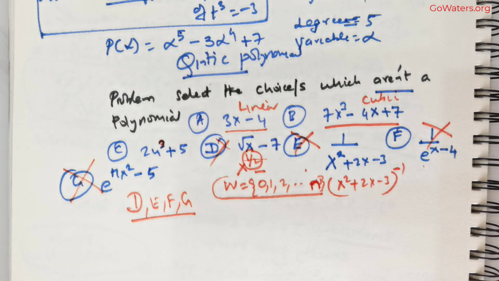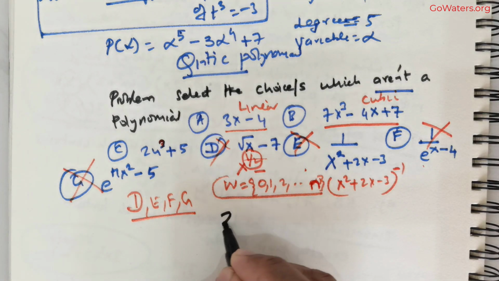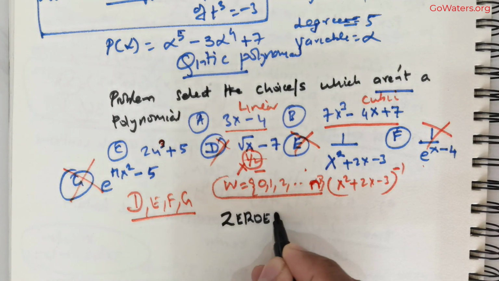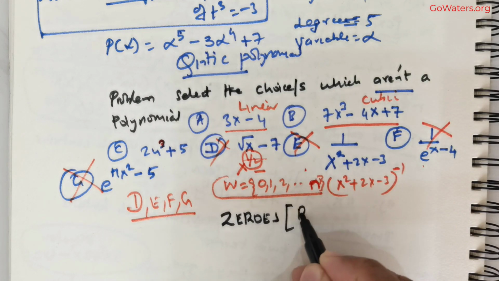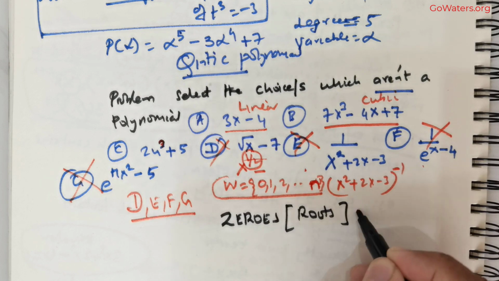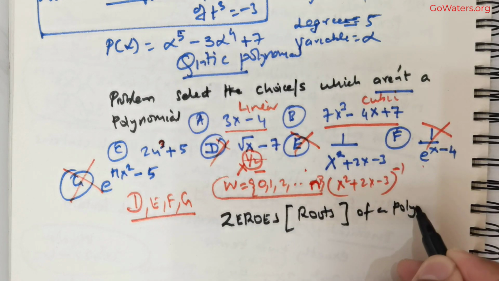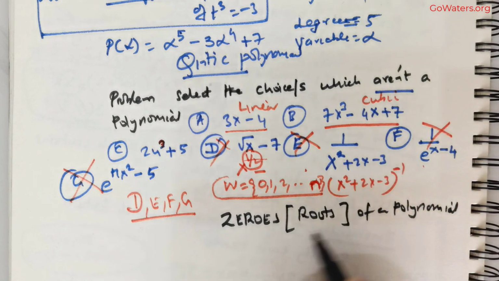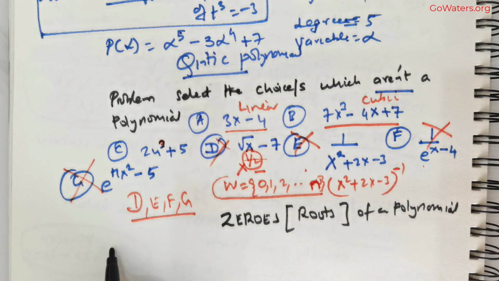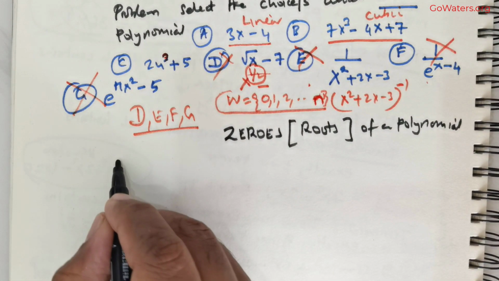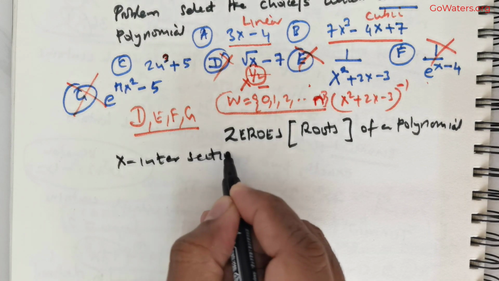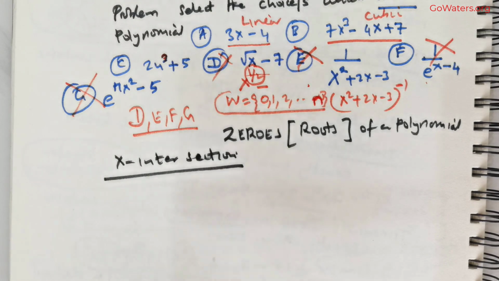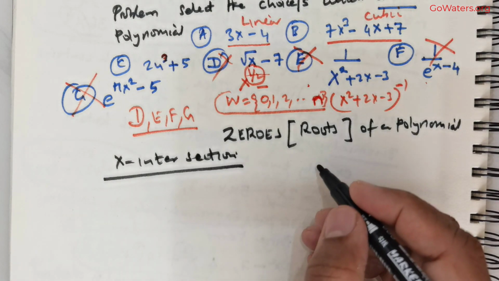Now in this topic we will be understanding what is called zeros of a polynomial. Zeros are also called roots of a polynomial. In simple terms, whenever they are talking about zeros, what are they looking for? They are actually looking for x intersection. Simple as that. That's the simplest way to understand this term, x intersection. You need to get x intersection.